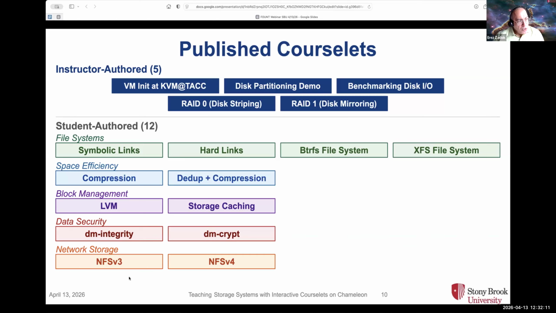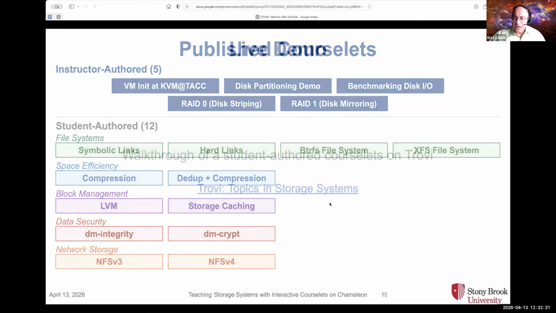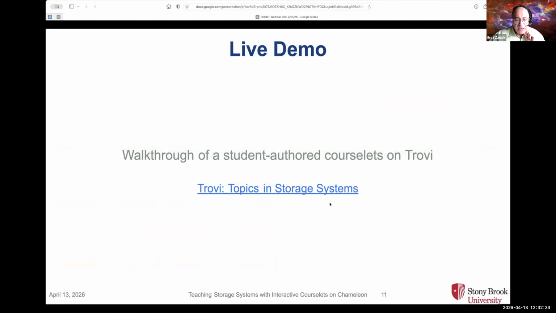So there's overall a wide range of courses that touch on many aspects of the storage stack. Some are simpler, some are kind of intermediate, and some are more advanced. And there's enough experience now that people can clone these and develop some more on their own. Okay, so that is my part. And if there are any questions, I'm happy to answer them.